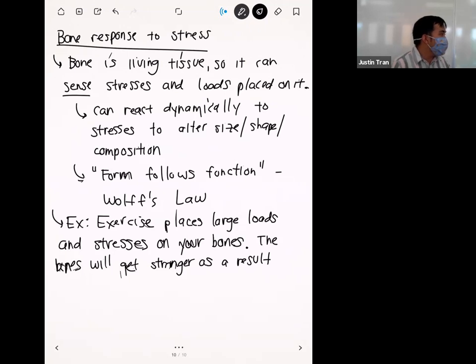Because if you live a sedentary lifestyle and you just sit all day and don't exercise, then your bones are like, hey, we're not really feeling any kind of stress, and so we can become lighter and take some of that strength away because this person is not going to need it.